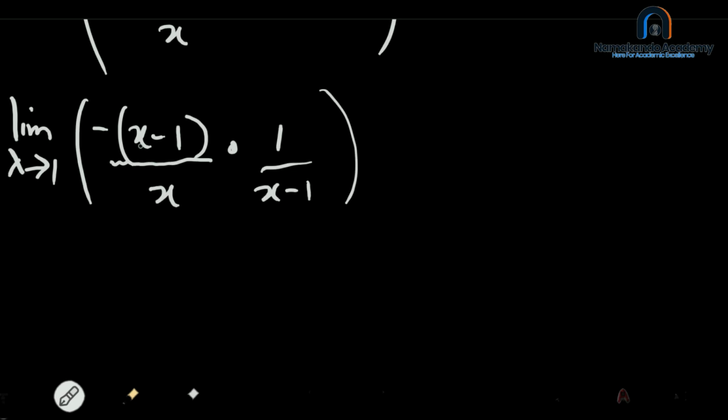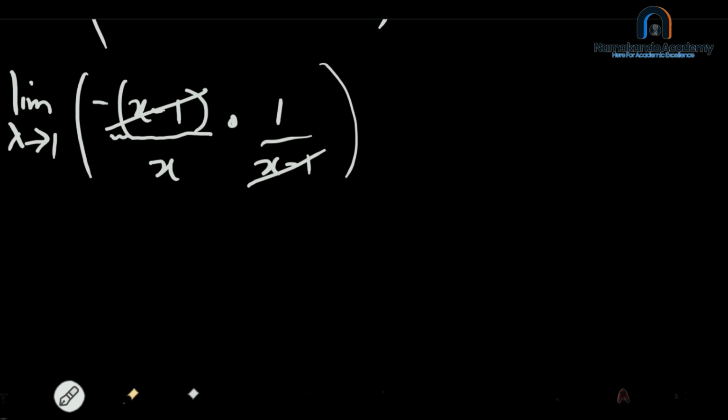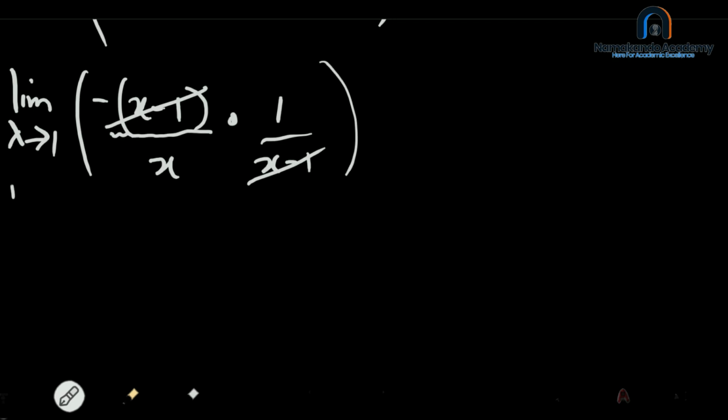Now, being that x minus 1, which we have here in brackets, is the same as this x minus 1, these will cancel. We'll now have limit as x approaches 1. Negative 1 and 1 will multiply, we get negative 1. Then we divide by x. So from this which we have, it is now safe to substitute wherever there's x with 1, as we will not obtain an indeterminate form.